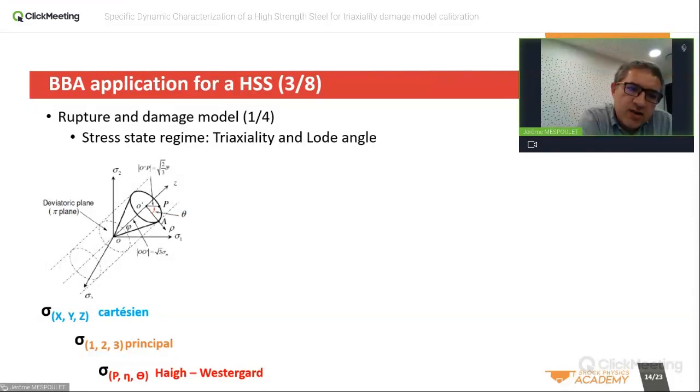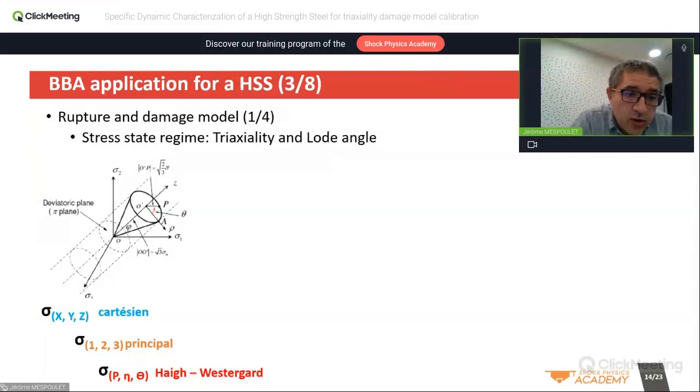In fact, if you look at the geometry, you have the stress in X, Y, and Z. It is in Cartesian coordinates, and after, usually mechanical works in principal stress directions, and there are direction 1, direction 2, and direction 3. And in fact, when you talk about triaxiality and load angle, we change the model, and it is like a cylindrical model. It is defined by the pressure, the triaxiality, and the load angle. It is called the Haigh-Westergaard model.